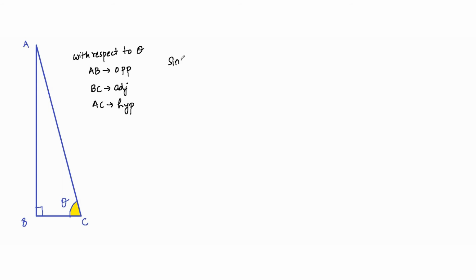So what is sine theta going to be? Sine theta is going to be the opposite, which is AB, divided by the hypotenuse, which is AC. Cos theta is the adjacent side, BC, divided by the hypotenuse, which is AC. And tan theta is going to be opposite, which is AB, divided by adjacent, which is BC, right? These are the three trigonometric ratios. Now, if I want to find the trigonometric ratios for angle 90 degrees, this is the triangle that we have right now.